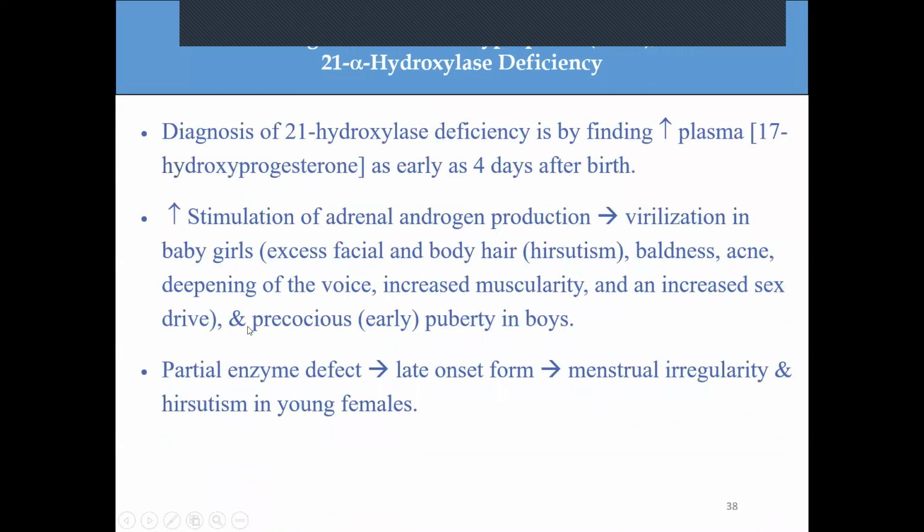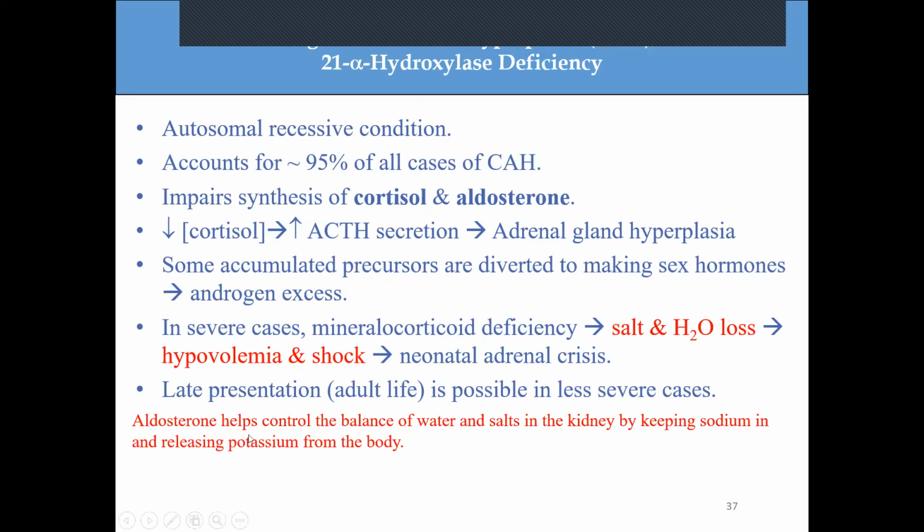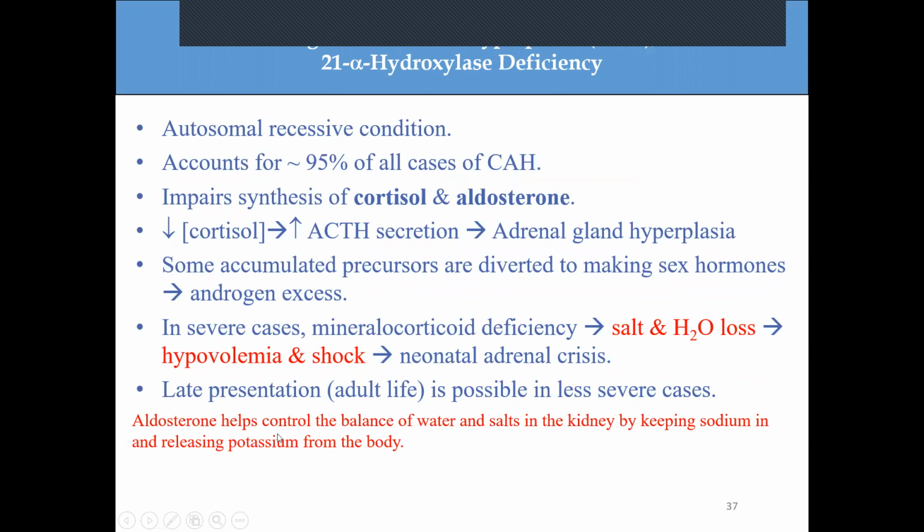Now, in severe cases, because you don't have aldosterone, which is very important to help maintain blood volume, you're going to get hypovolemia and shock. What this will look like is a baby that has very, very low blood pressure. If the patient doesn't have that severe of a hydroxylase deficiency, they're still going to show symptoms of low aldosterone, but obviously they're going to present much later.